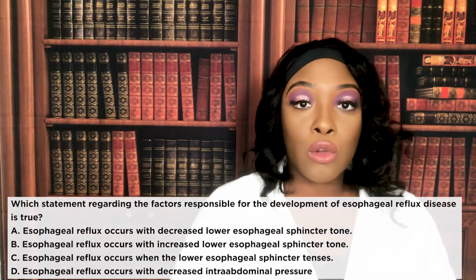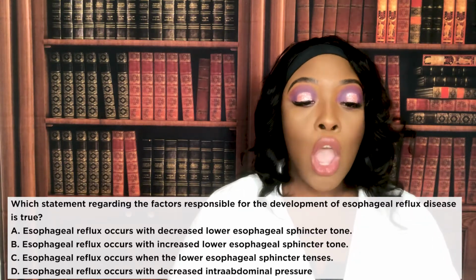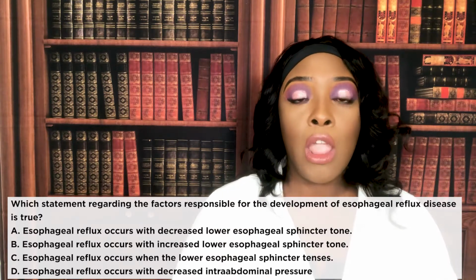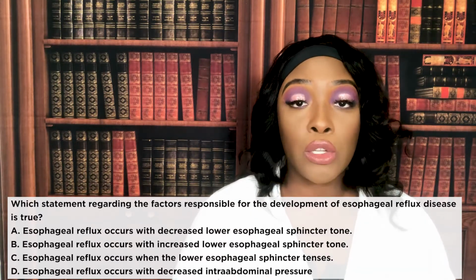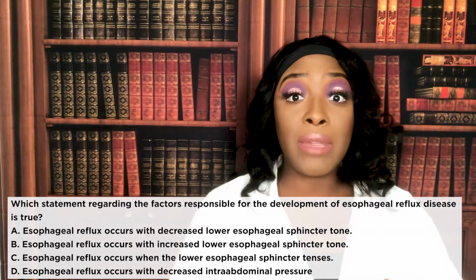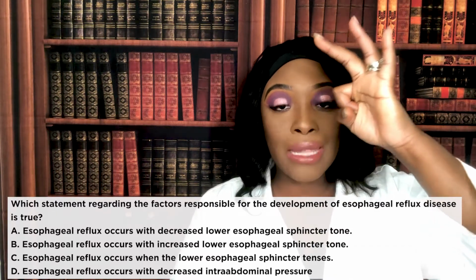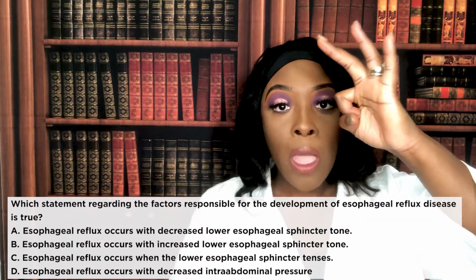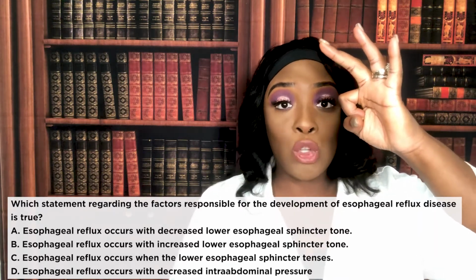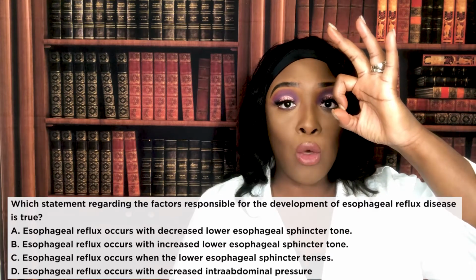So the correct answer, the one that's true, is A, esophageal reflux occurs with decreased lower esophageal sphincter tone. That lower esophageal sphincter, also known as the cardiac sphincter, should have increased tone, right? Very tight. Nothing is getting through that bad boy. But when the tone is decreased or the sphincter is relaxed, it does what? Open up, open up, open up.